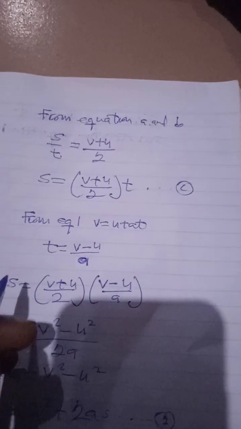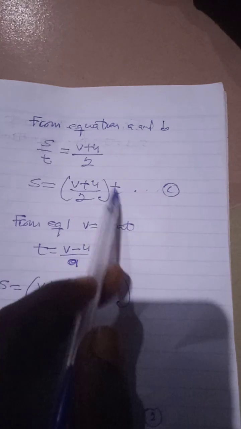Yes. Okay. So now you see, from equation 1, v is equal to u plus at, right? You say substituting equation 1 into C. You know that C is s equal to v plus u over 2 times t. So wherever you see v, you put u plus at there, right?